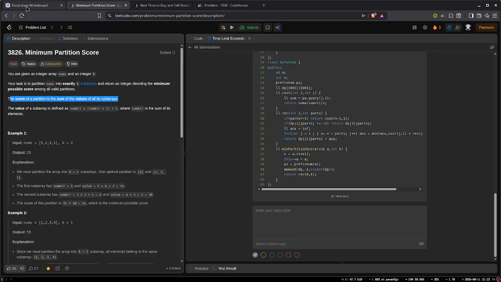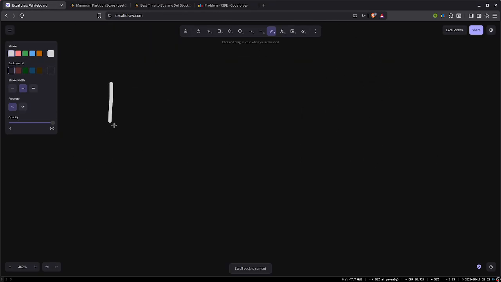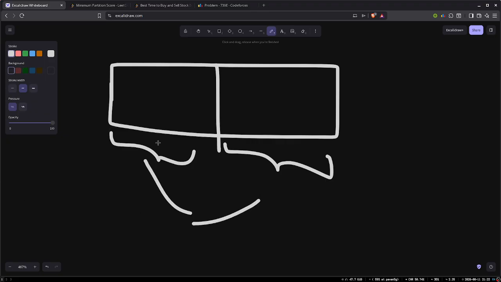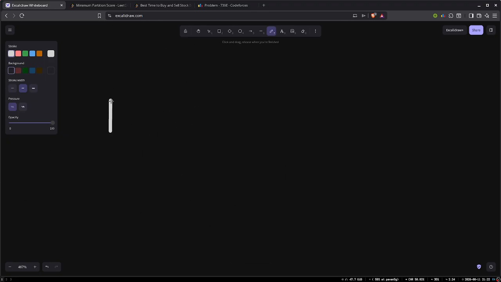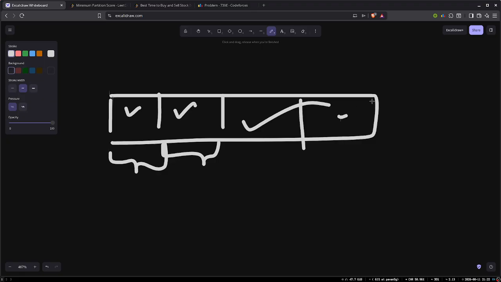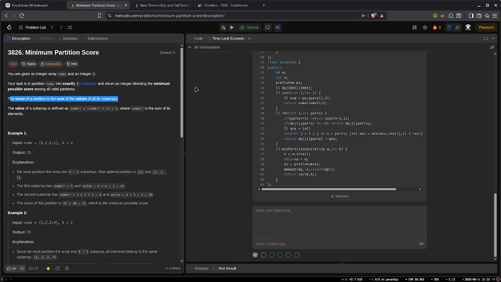So when you're partitioning something like this, the question says that the sum of this and the sum of this would be the score. So if I'm making a partition till like this, it's nothing but the prefix sum of this, this, this, and this, which is getting added to the score. It's a basic observation.